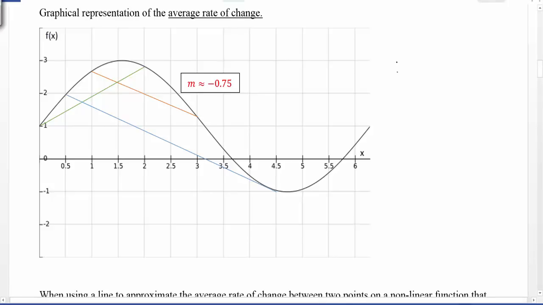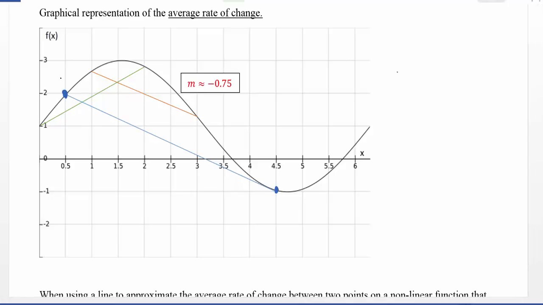Now, if we're interested in looking between other points, we can apply the same formula. So let's look at this blue line. This blue line is interested in what's happening between x equals 0.5 and x equals 4.5. You can see those endpoints on the graph. And if you look at the corresponding x values, that's the interval where we're interested.